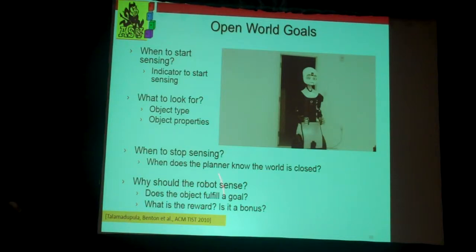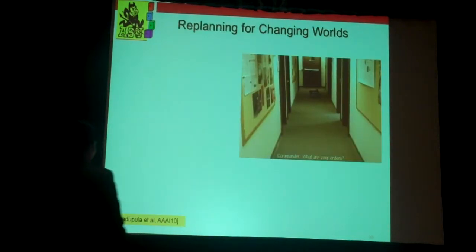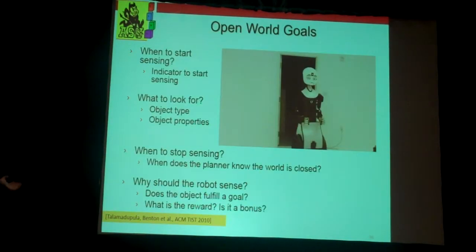And then finally, I think the most important question is, why should the robot sense at all, right? Is there some reward at the end of it, right? So for example, if I look for a med kit, and I'm able to get it to the commander, is there some reward awaiting me as the robot at the end of it? Why should the planner actually make a plan for this, alright? So that was the problem of open world quantified goals.